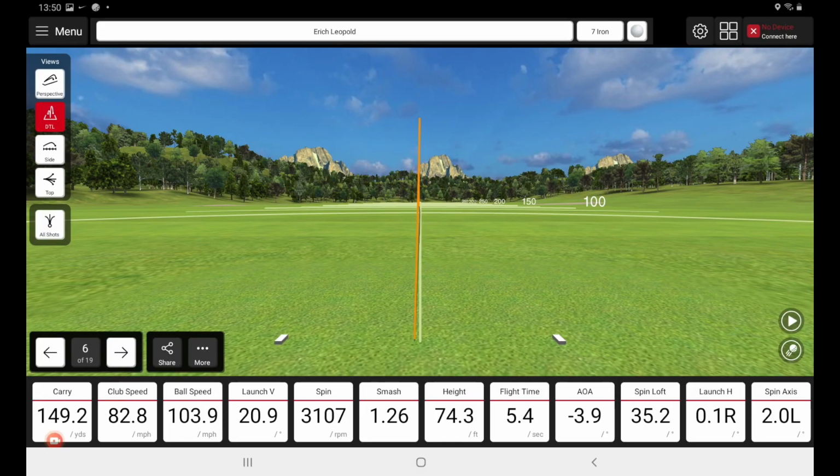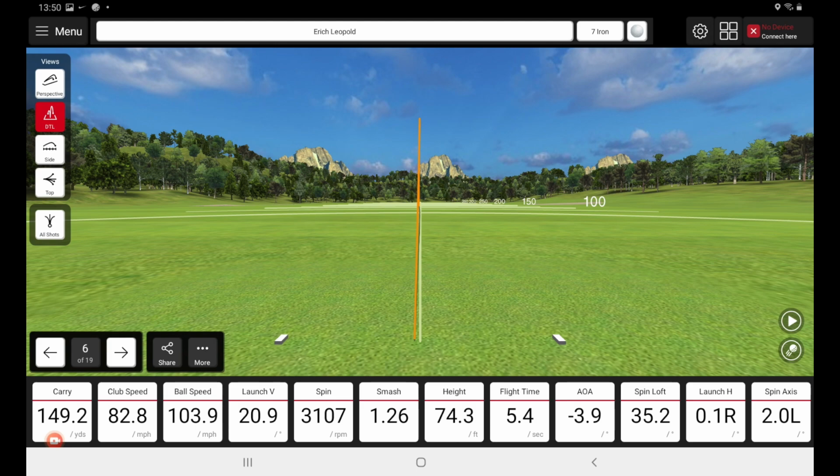Okay, so we have a negative 3.9 angle of attack and a high spin loft of 35.2. So the dynamic loft there is going to be 31.3, higher than the static loft. Basically, I still got 149 carry, so I'm not maximizing my swing, I'm adding loft to the club, and this explains a lot of the time why I come short, because all I'm doing is adding loft, so I'm converting my 7-iron into an 8-iron.